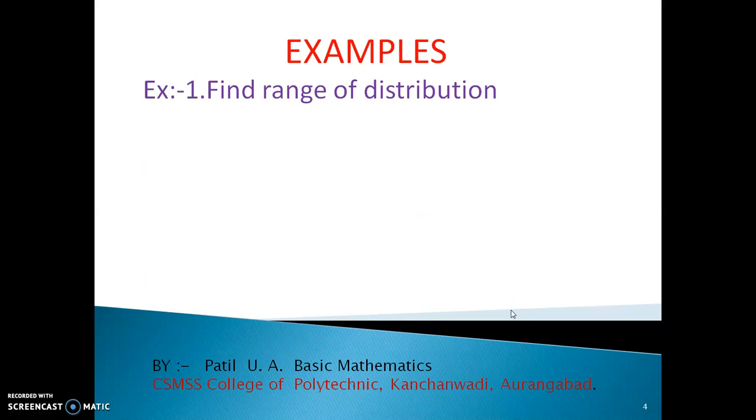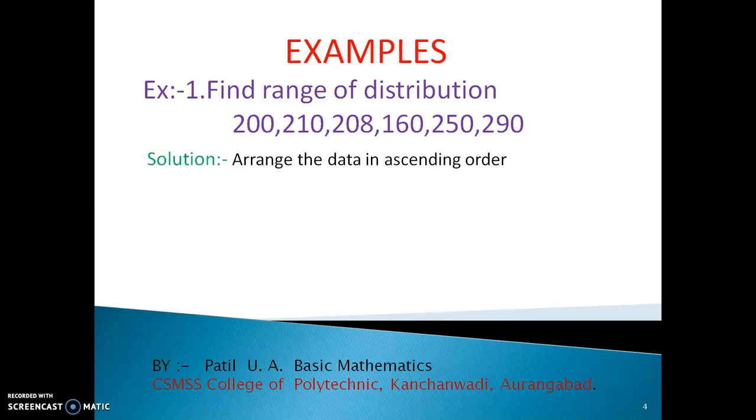First example, find the range of the distribution. The distribution is 200, 210, 208, 160, 250 and 290. Now see the solution. Arrange the data in ascending order. Ascending order means smallest to largest. Now write 160, 200, 208, 210, 250 and 290.